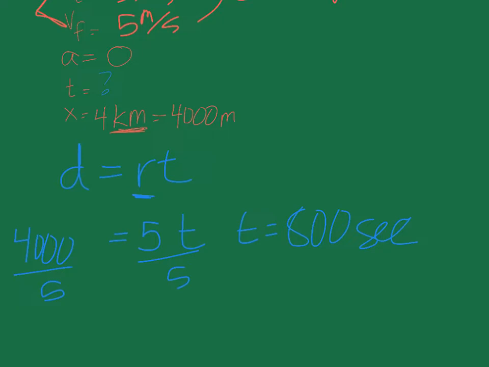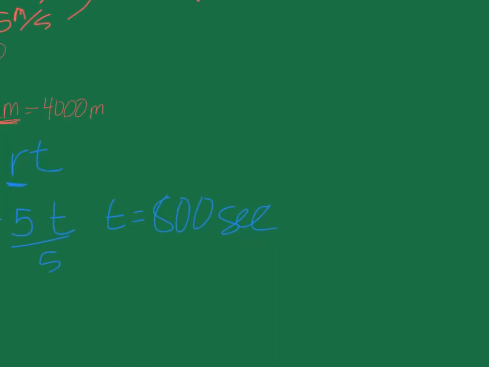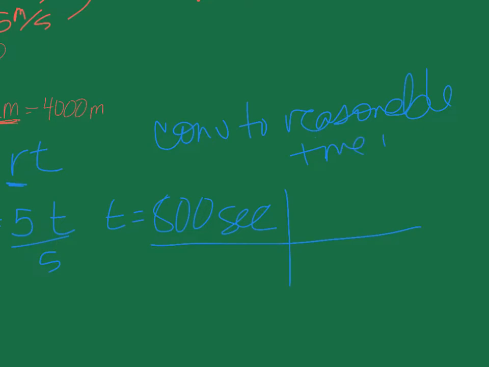I have no idea in the real world what 800 seconds is. So anytime you get some sort of number that you have no concept of, like 60 seconds, I have an idea of how long that is. 800 seconds, I have no idea how long that is. So what we're going to do is convert that to a reasonable time unit. And a reasonable time unit is something that you recognize.